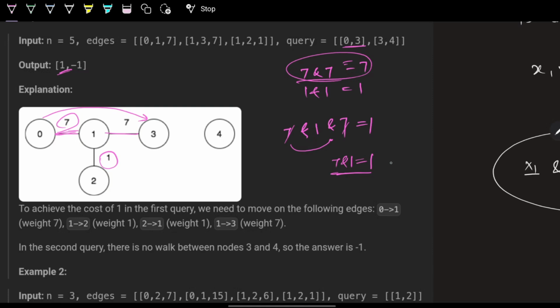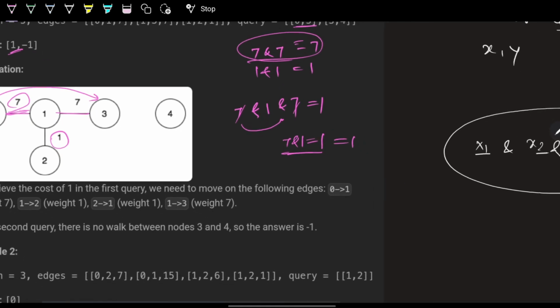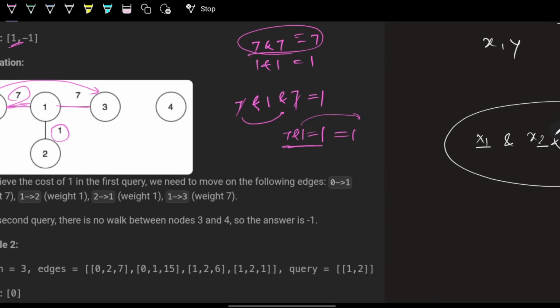So 7 AND 1 would give you the 1 only. How is it? So let's represent 7 in binary. So 7 in binary would be this much, like 4, 2 and plus 1, that is 6 plus 1. And 1 in binary would be like this. So 1 AND 1 is 1, else it will be 0, because anything with 0 is 0. So 1. That's why answer is coming 1.